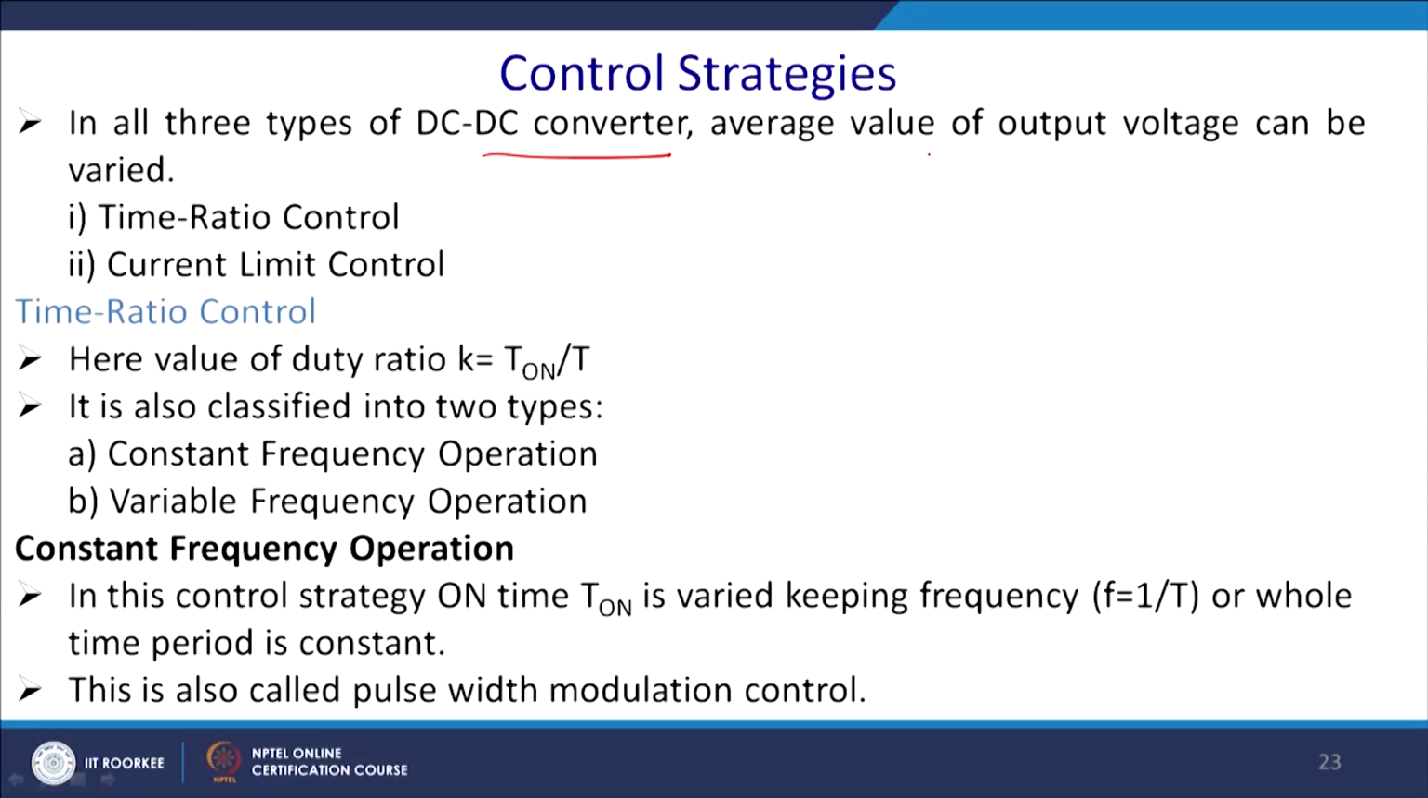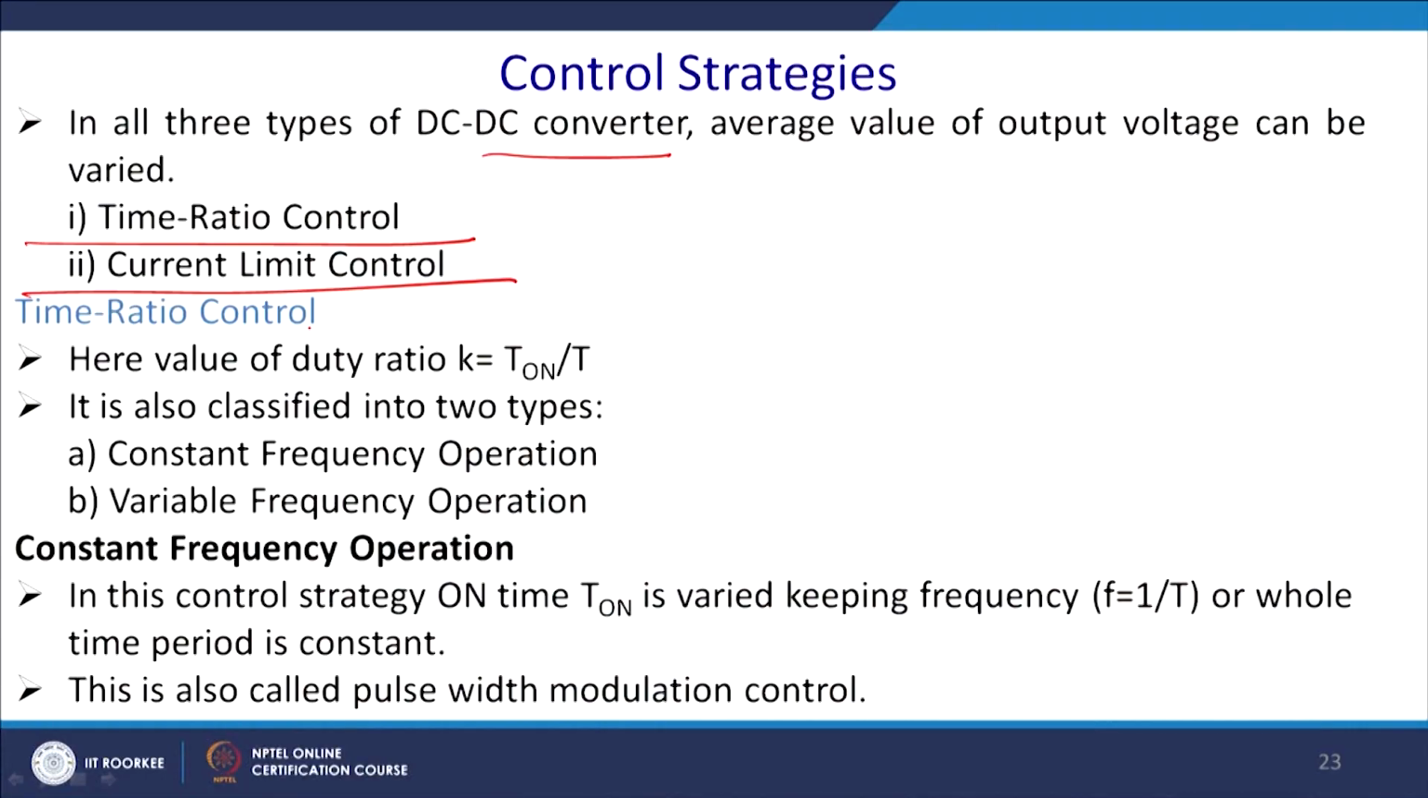In all 3 types of DC to DC converter, the average value of the output voltage can be varied by time ratio control. We have already discussed some control strategies in the case of the PWM converter, and also the current limit control. So, time ratio control is essentially the control of the duty cycle, and we will assume that if it is not stated, current is continuous.